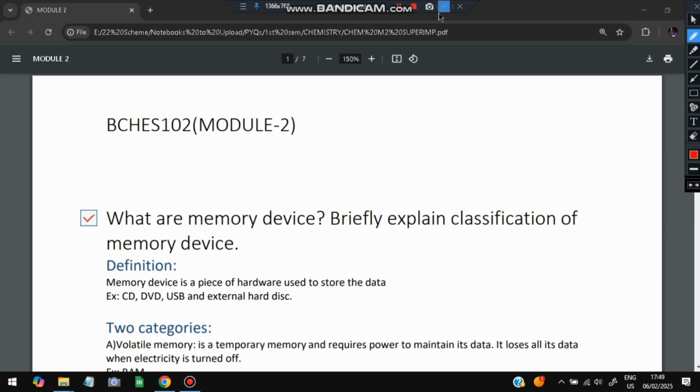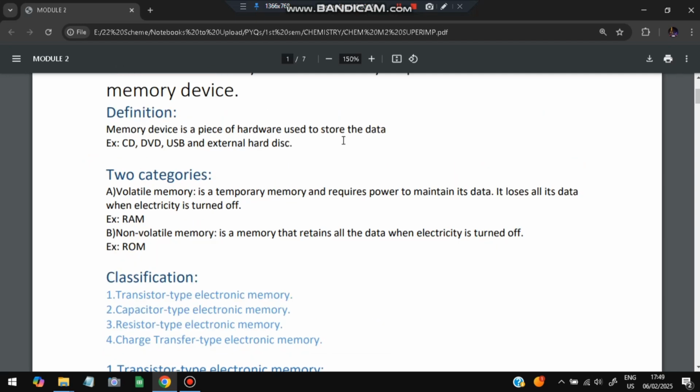The first question is, what is a memory device, and explain the classification of memory devices. Okay, so what does a memory device store? It stores the data. A memory device is a piece of hardware that is used to store the data. Examples are CD, DVD, USB and external hard disk.